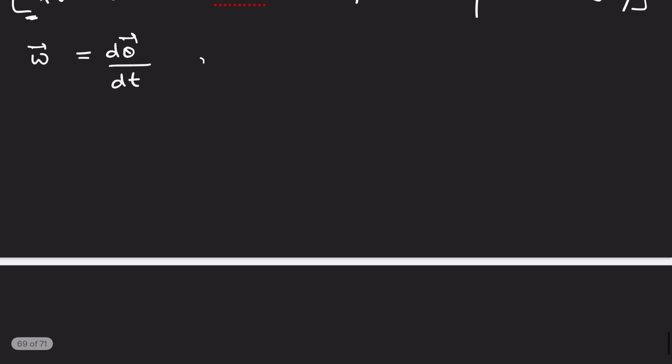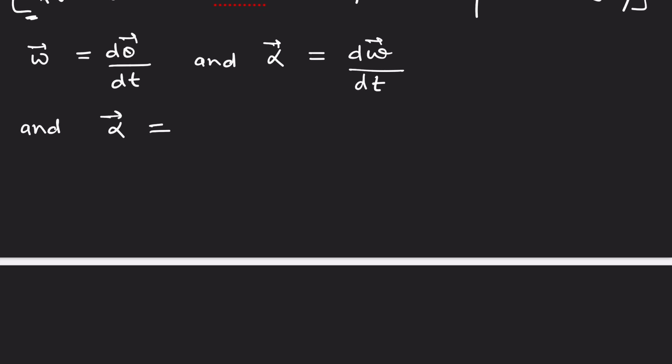Okay, and alpha is equal to d omega by dt. Okay, and guys, we can use also one more form. That is, we know that alpha is equal to d omega by dt. So what we can do here, guys, we can convert this equation in a scalar form for a moment, guys.